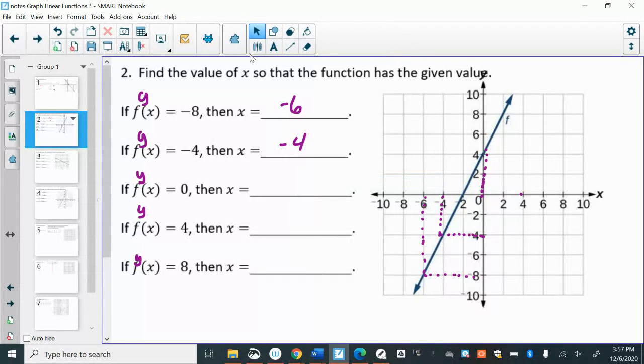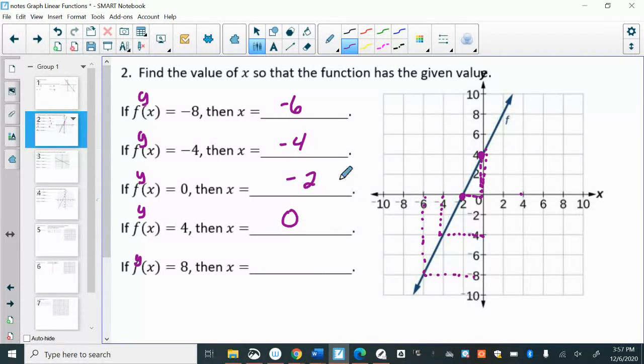All right, so what I meant to say here is if f of x equals 0, so where is y 0? Y is 0 here. We head over to the x-axis, we're at -2. If f of x is 4, so here the function is 4 on the y value, what x value are you at? We're at 0. And if y is equal to 8, we head down to the x, we get 2.